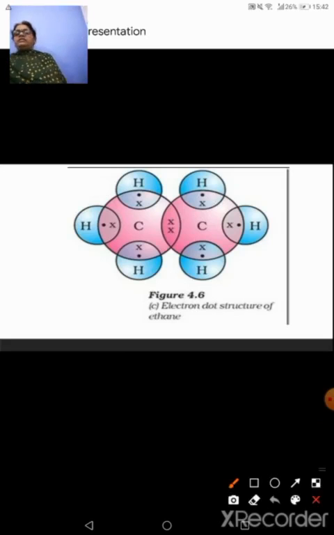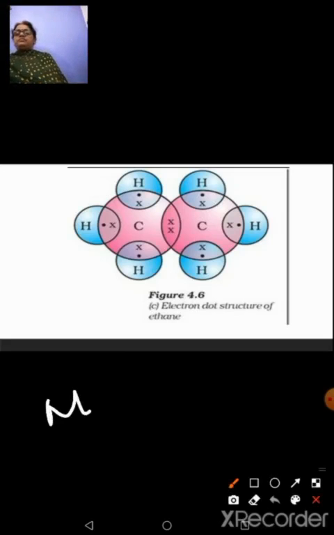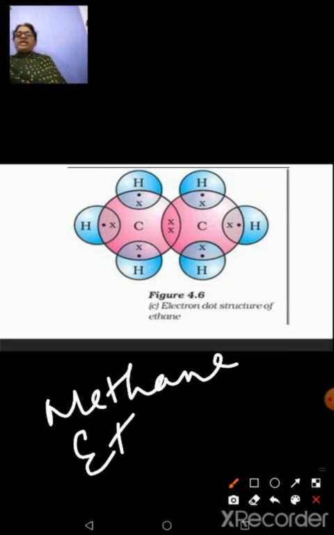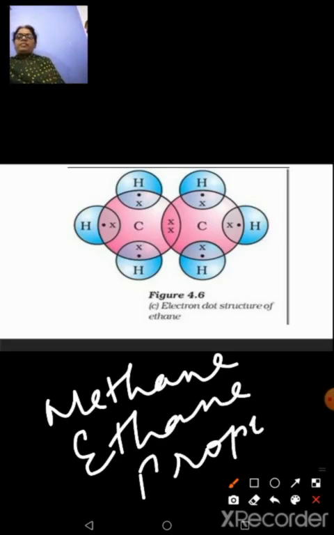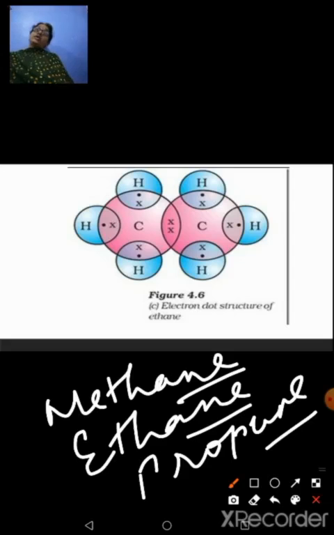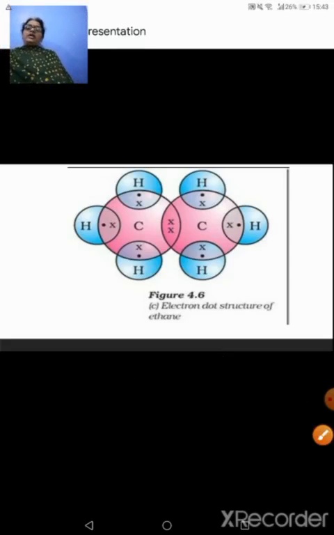You can say that the compounds that end with A and E, methane, ethane, propane, butane, ending with A and E, these are all saturated hydrocarbons which share 1 electron each with hydrogen atoms, right? Now when a single bond is formed, we call it a saturated hydrocarbon.